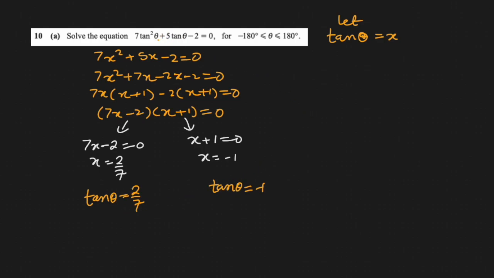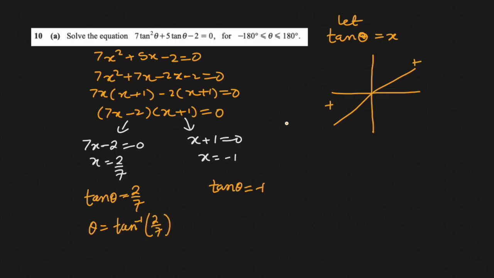But we need to find theta, not tan theta. So let's focus on this one first. So we know tan theta is positive in this quadrant and this quadrant. So we will draw an acute angle with the help of tan inverse 2/7 in these two. So this angle will become minus, because we want from minus 180 to positive 180, and this becomes positive. So these two angles we get. Okay. So let's start with the positive one first, and we'll put tan inverse 2/7 in our calculator.